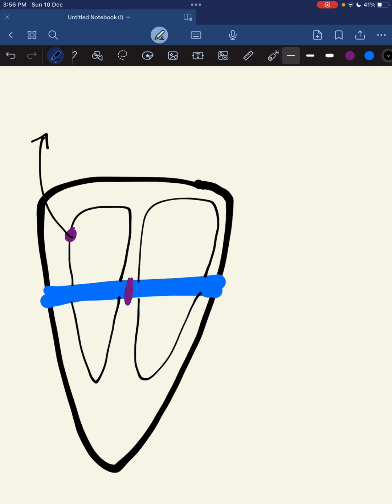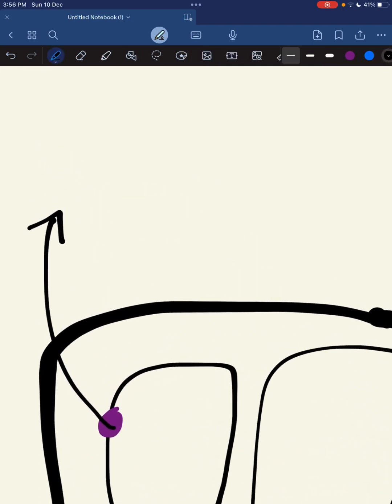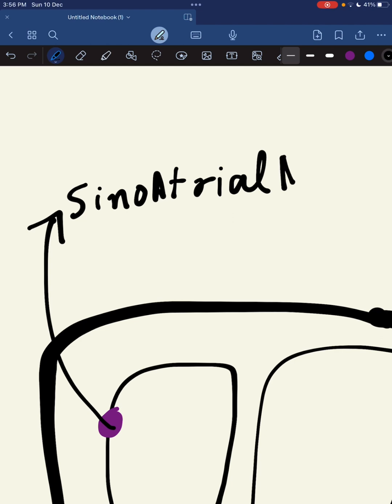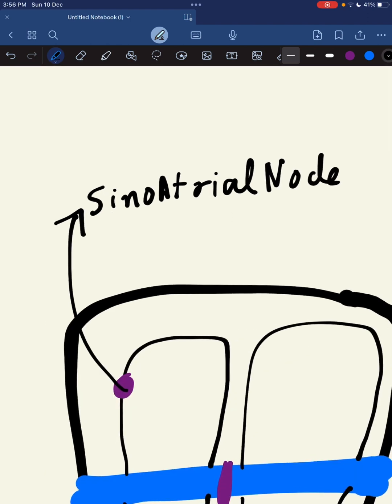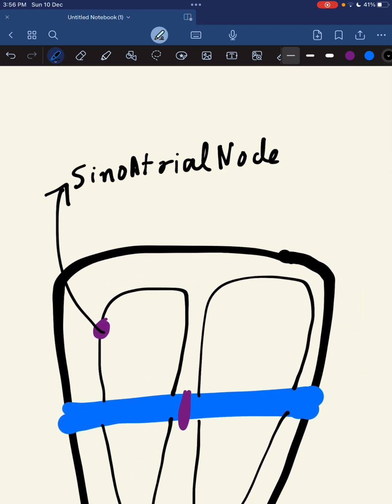It begins at the atria. There is a special type of tissue. We call it the sinoatrial node, where sino refers to sinus. It sets the sinus rhythm. This is the pacemaker of the heart. The SA node is the pacemaker of the heart.